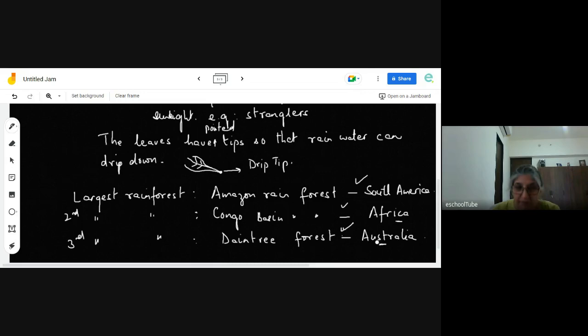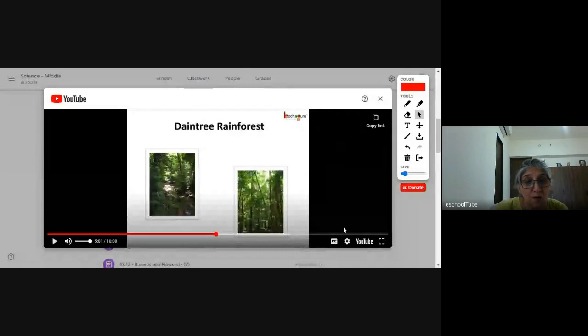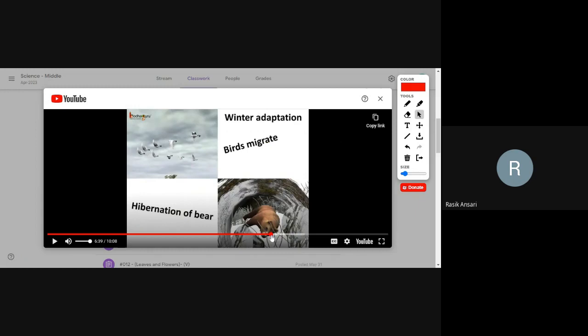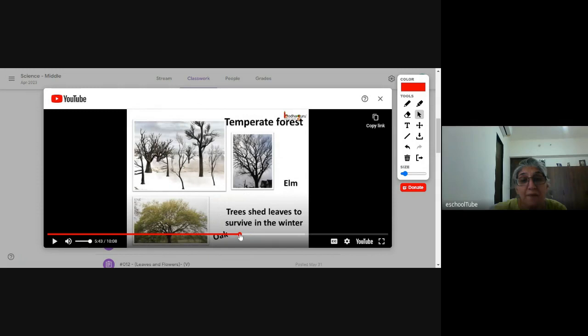Okay. Shall we do the temperate forests also now? Yes, ma'am. Okay. Chalo. Whose turn is it now? Rasik has also joined. So what are temperate forests? We have to understand that first now.